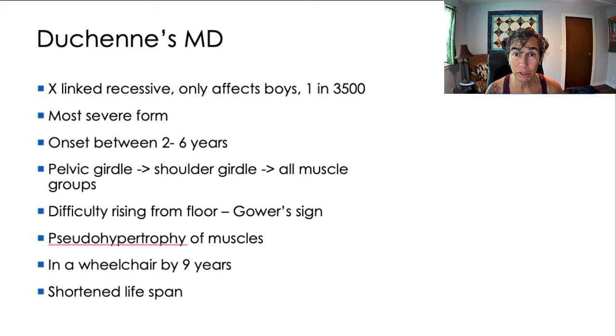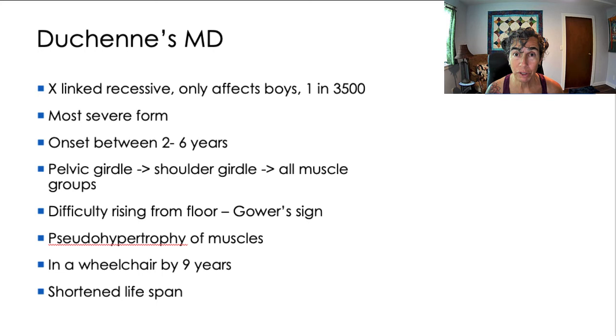The calves look big and muscular and very well defined, but it's not muscular tissue that's in the calves, it's fatty tissue that's growing. So the pseudo, right? Pseudo meaning fake or false, hyper meaning a lot, and trophy meaning the development of. It's fake development of the muscles, basically. So the calves look big and bulky, like you would be super strong, but it's not muscle tissue that's in there.